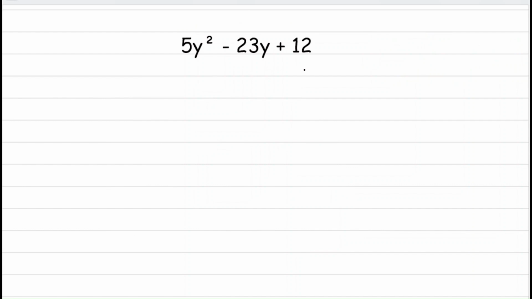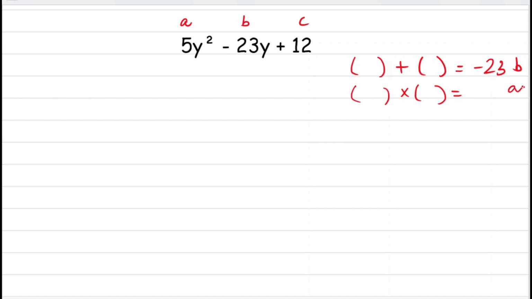5y squared minus 23y plus 12. Again, same thing. Look for two numbers which give you negative 23, meaning B. This is B, this is A, this is C. And when they are multiplied, they give you the product of AC. In this case, AC means 5 times 12, 60. So which are those two numbers? If I multiply minus 20 times minus 3, negative 20 times negative 3 is plus 60, correct? And negative 20 added to negative 3 gives me negative 23, correct? So these are my numbers.